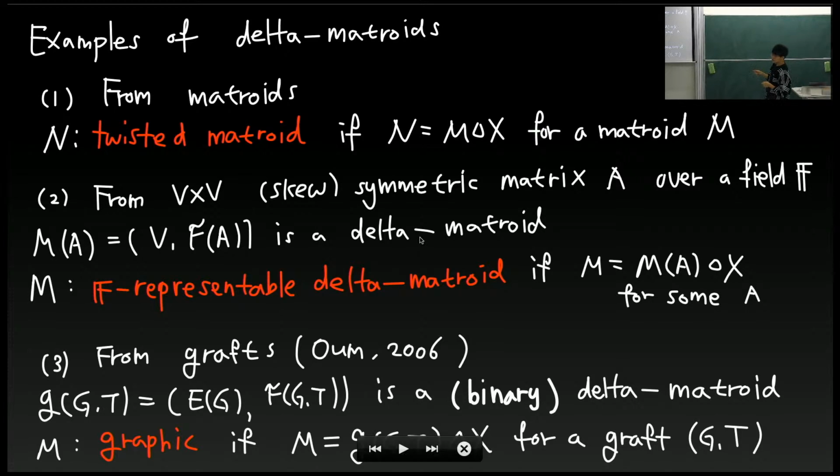So regardless, you could say a twisted matroid is a matroid twisted with any set? Yes. So it doesn't need to be a base. Actually, there is another definition with twisting with a base, right? But now I'm going to define the twisted matroid like this.